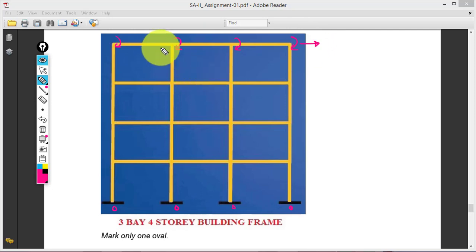At each column top there will be some movement in this direction. But all this displacement of the column tops will be equal in magnitude, so that the length of the beam will not change. That is the condition given in the question. You have to find out the degree of freedom by assuming there is no axial deformation in the members.